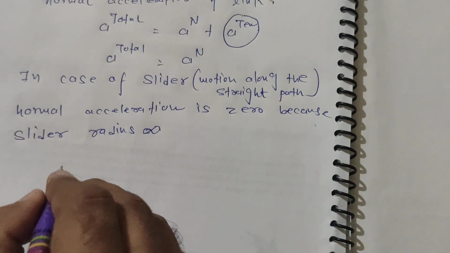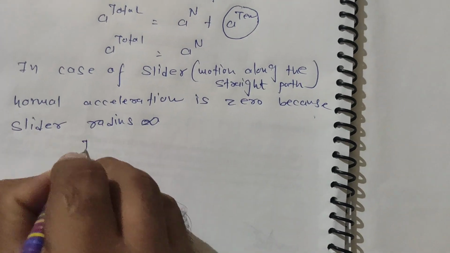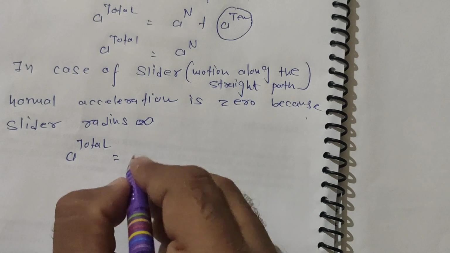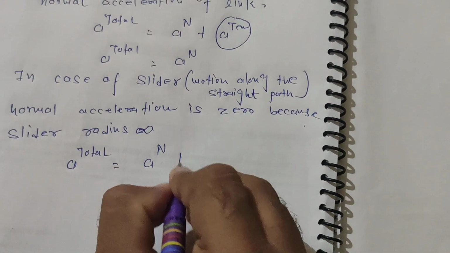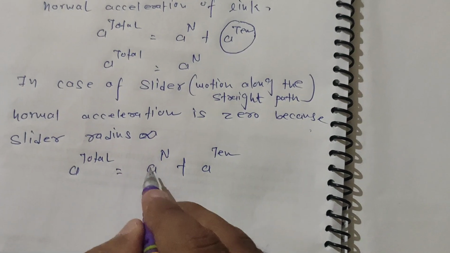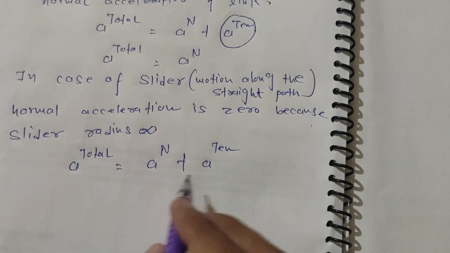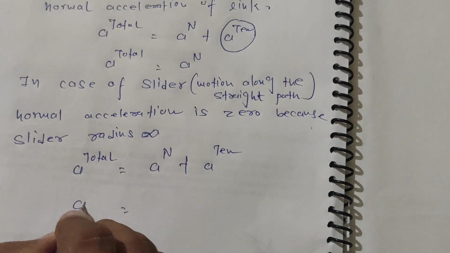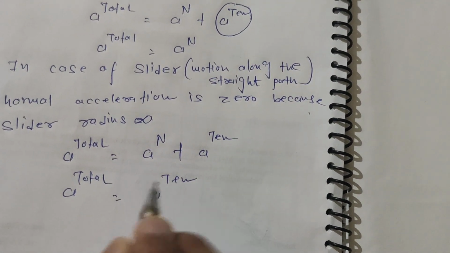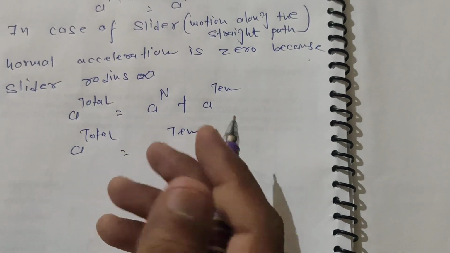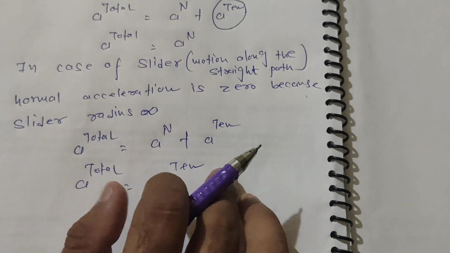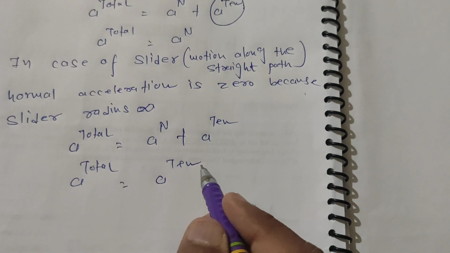So at that time total acceleration is equal to tangential acceleration. Okay, as we know total acceleration is equal to normal acceleration plus tangential acceleration. Now normal is 0, so total is equal to tangential. Okay, this is the point that you have to remember. In such cases, total acceleration is equal to tangential acceleration of the link.